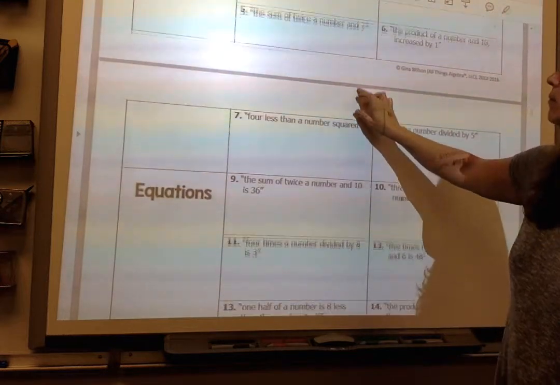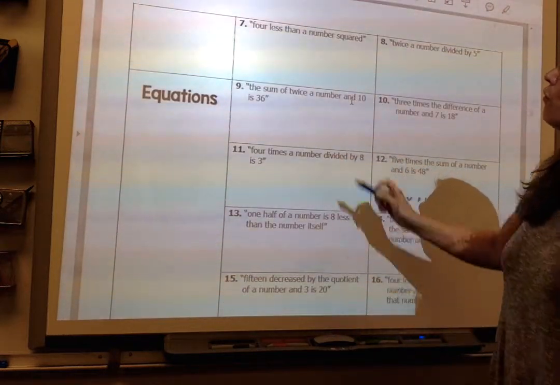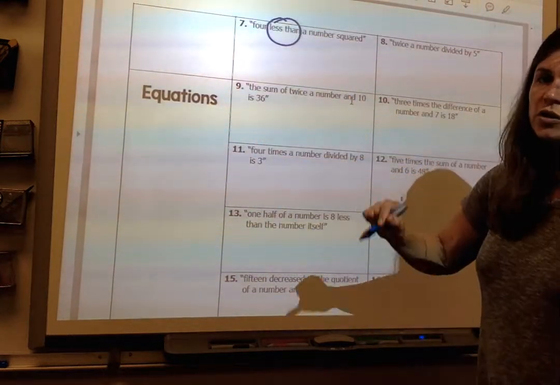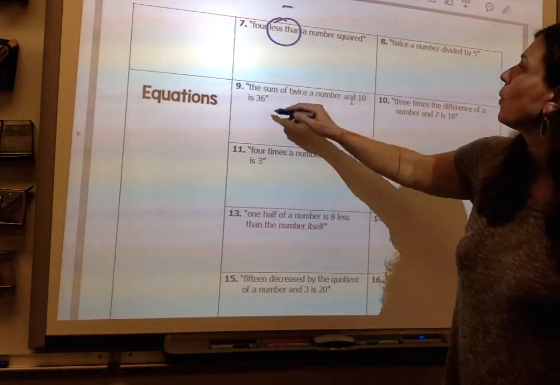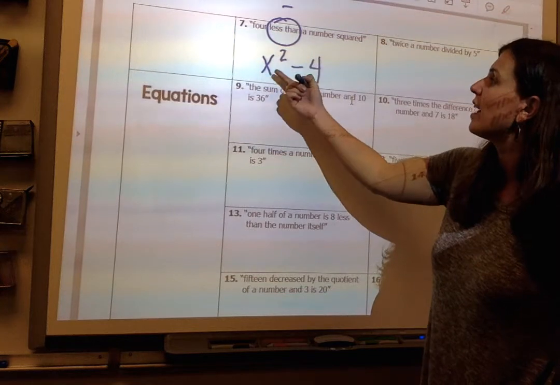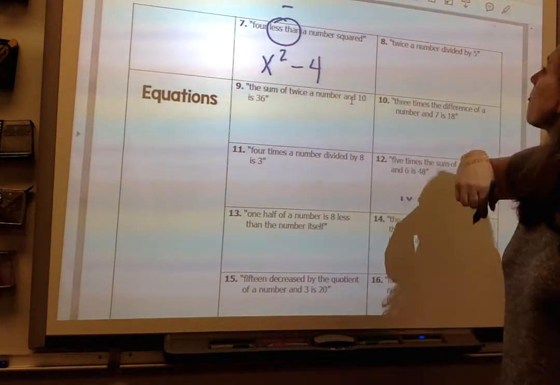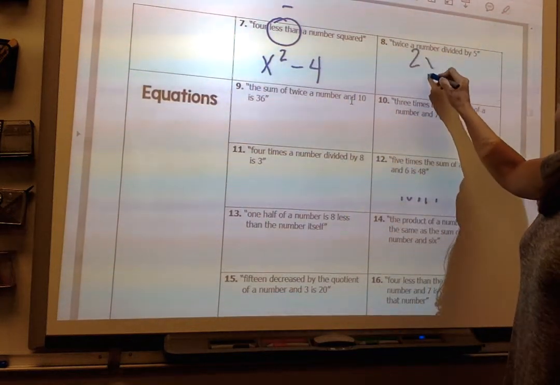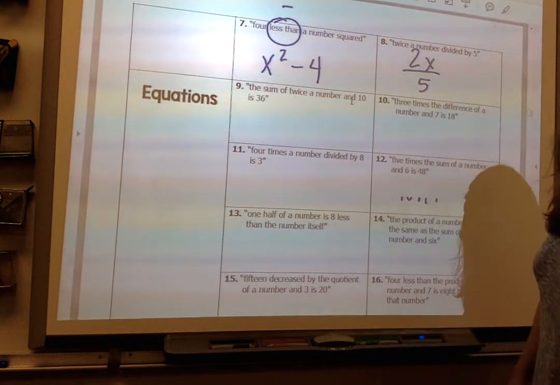Number 7. 4 less than is a turnaround word, so it means subtraction. A number squared. So a number squared minus 4. Not 4 is less than a number squared. Number 8, twice a number divided by 5.